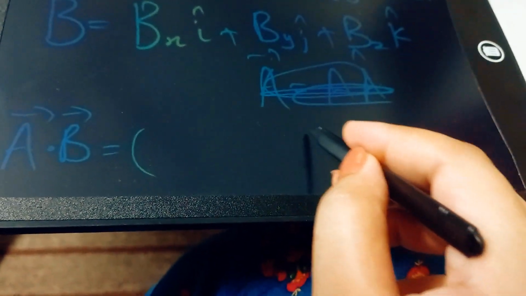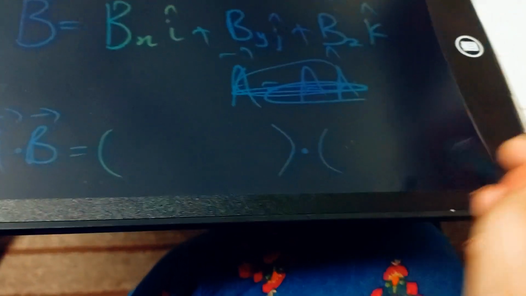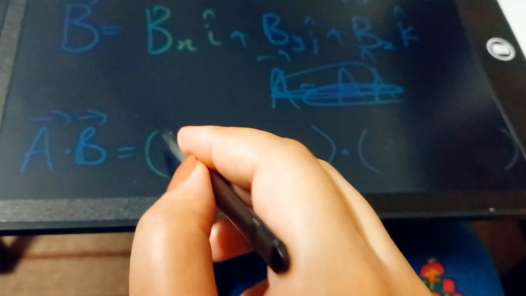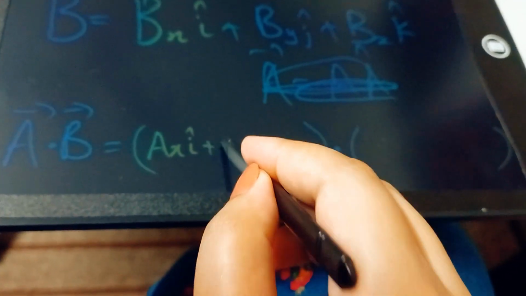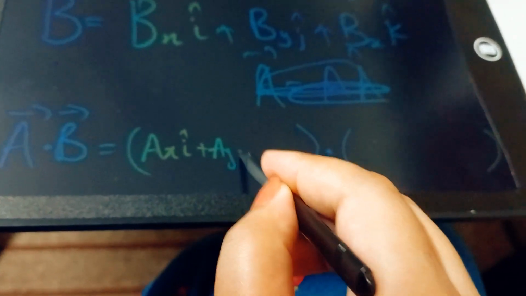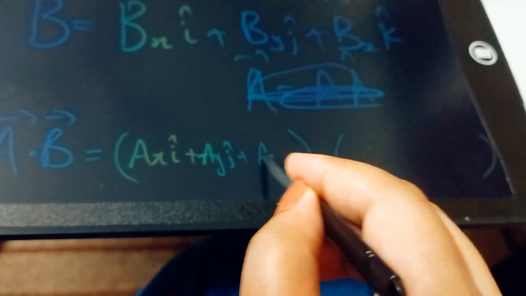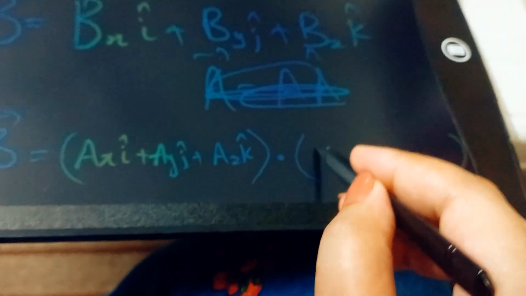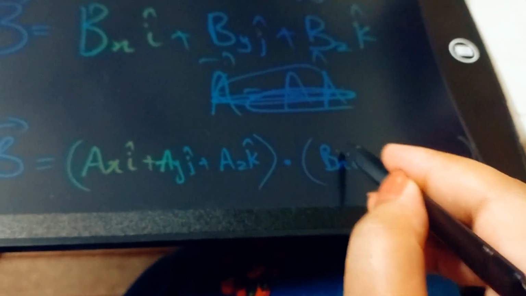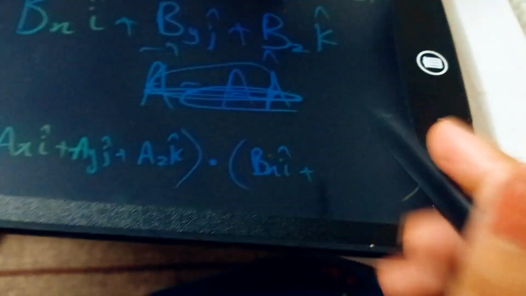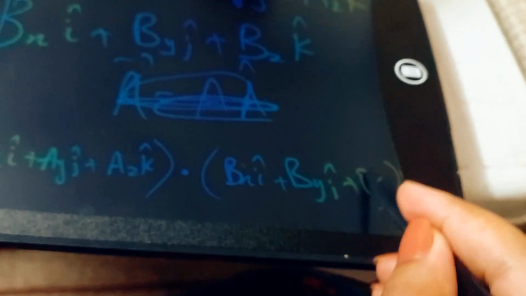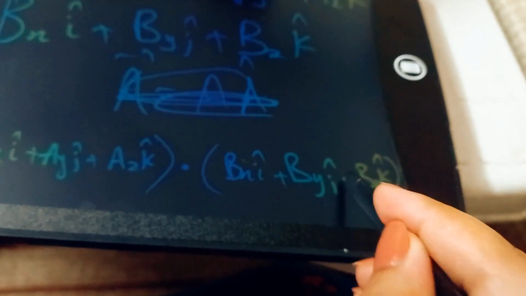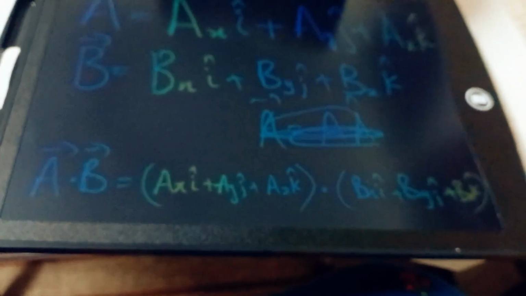The first step is to write both of these vectors with a dot in between them. Okay, and don't forget to use brackets. (ax i hat plus ay j hat plus az k hat) dot (bx i hat plus by j hat plus bz k hat). Okay, I have just written them.